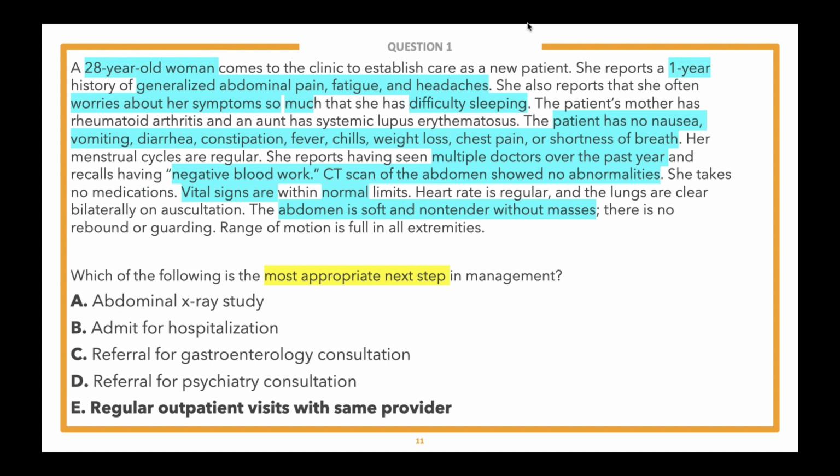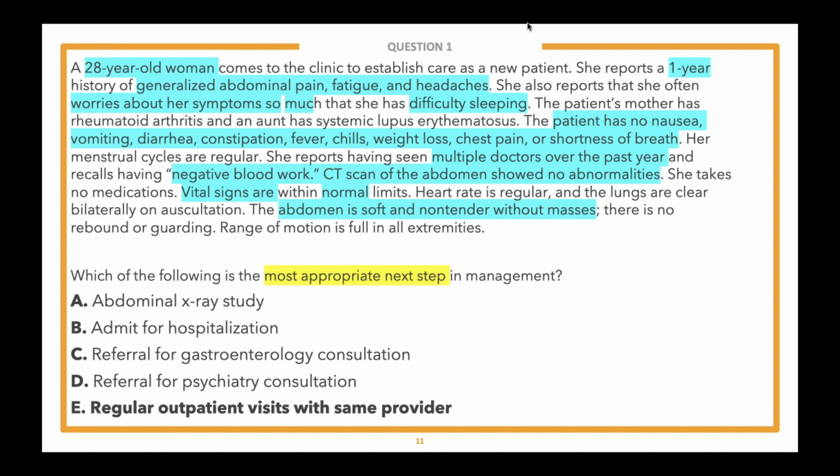So this makes the diagnosis of somatic symptom disorder most likely. It's a disorder where you have a variety of unexplained symptoms like abdominal pain, weakness, that cause distress to the patient and impair their daily function. And these patients often have excessive thoughts about these symptoms. The best management for these patients is that they establish care with the primary care physician and have regularly scheduled outpatient visits with that same provider.